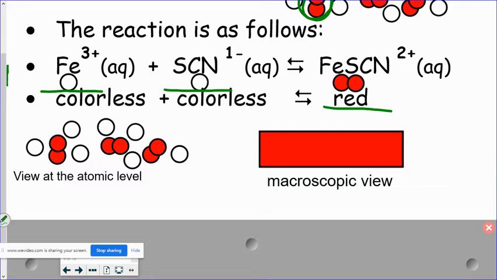At the atomic level, again, we have some colorless ions in there, and we have some red molecules in there. At the macroscopic level, it just looks like a beaker that's red. We have all of these things in there, and it just looks like a beaker that's red.